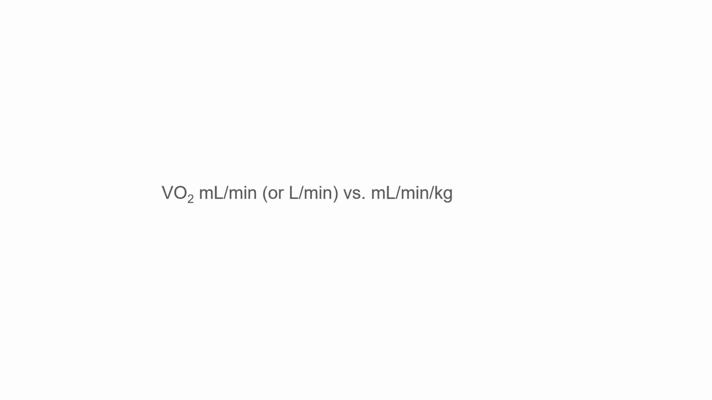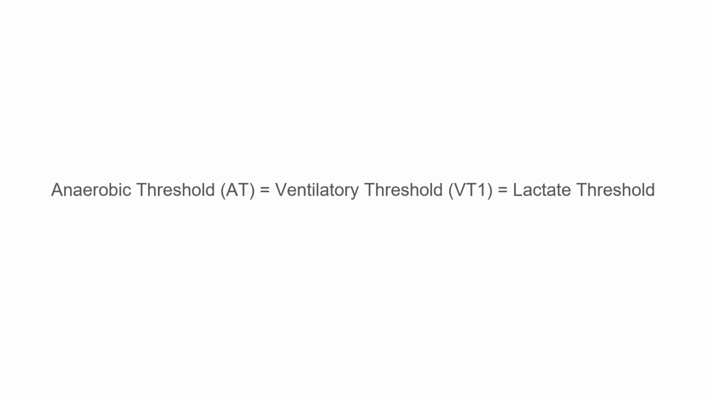VO2 can be expressed as mLs per minute, or liters per minute, or mLs per minute per kilo, adjusting for weight. You may also hear people refer to anaerobic threshold as ventilatory threshold or lactate threshold. Some authors prefer the term ventilatory threshold because the transitions in metabolism are being detected using exercise-induced changes in ventilation rather than invasive blood work.